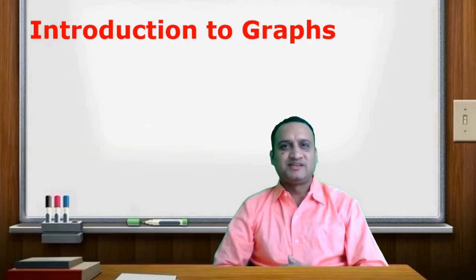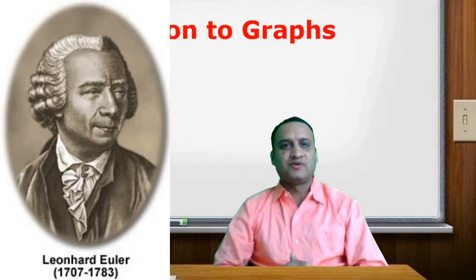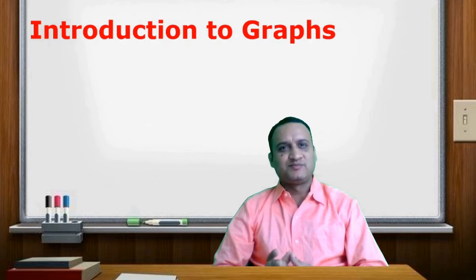In 1736, the Swiss mathematician Leonhard Euler, the father of graph theory, answered the problem by representing the 4 districts by points and bridges by lines connecting these points. And this is considered to be the first theorem of graph theory. So graph theory is the study of graphs, which are mathematical structures used to model pairwise relations between objects.